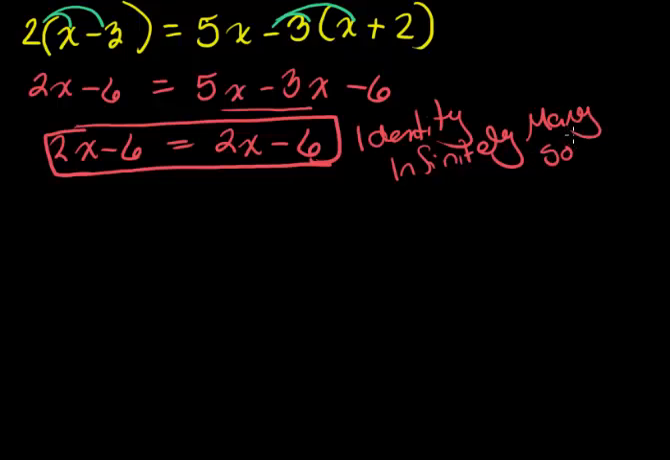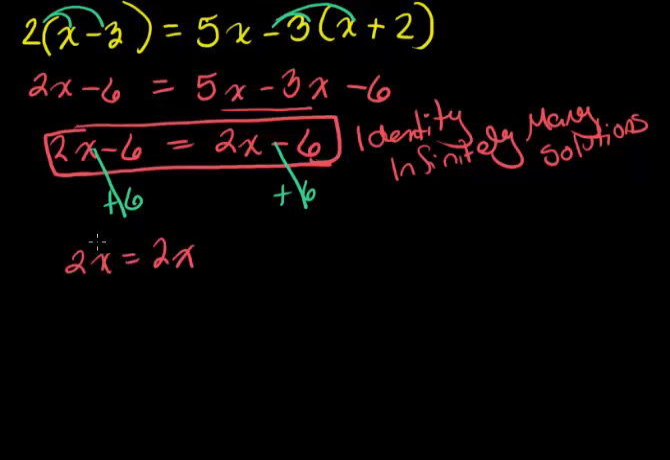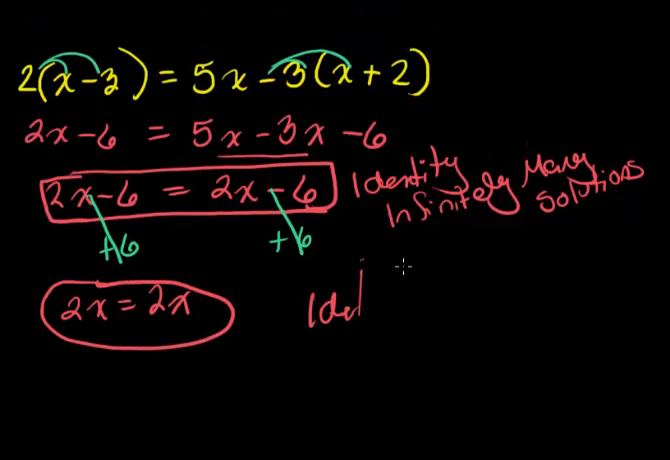And sometimes you'll see it written as the set of all real numbers. But this is your identity solution, because 2x minus 6 equals 2x minus 6. If you chose to, you could have gone further and added 6 to both sides, and you would wind up with 2x equals 2x. Again, this is also the answer. So your answer to this is identity.